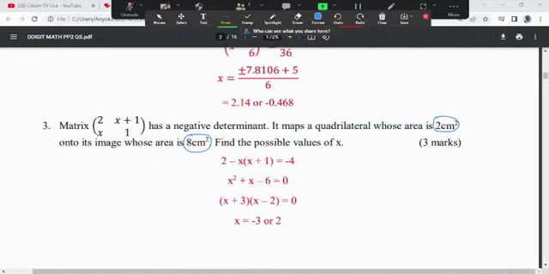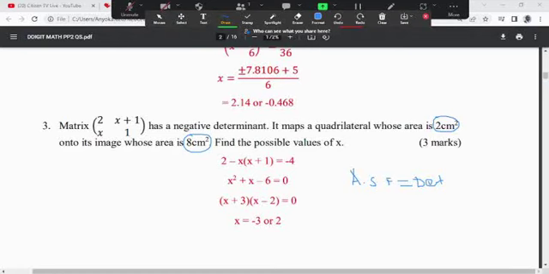There is something that we know, that area scale factor, from matrices and transformation in form 4, area scale factor in enlargement, is equal to the determinant of the matrix of transformation. You must remember that fact, then from there you proceed. Area scale factor is equal to the determinant of the matrix of transformation.